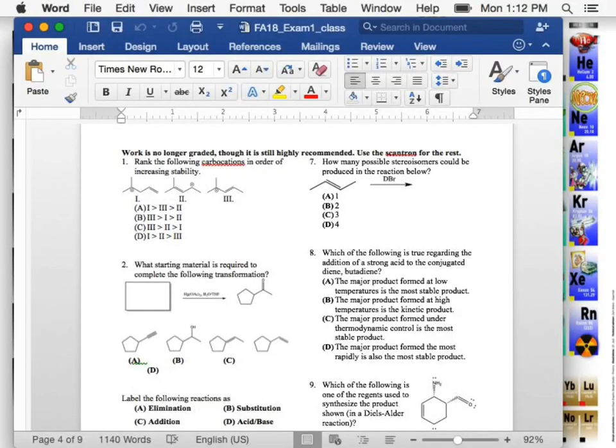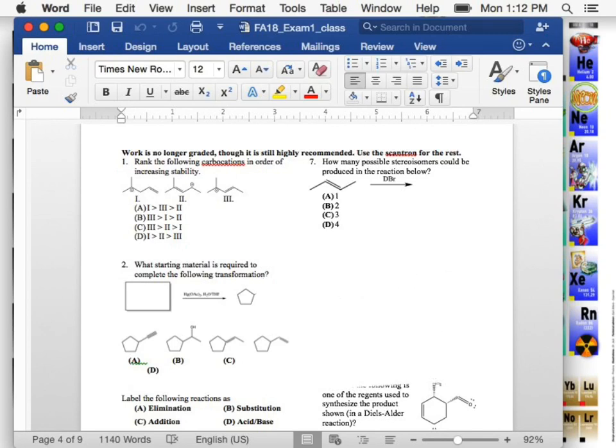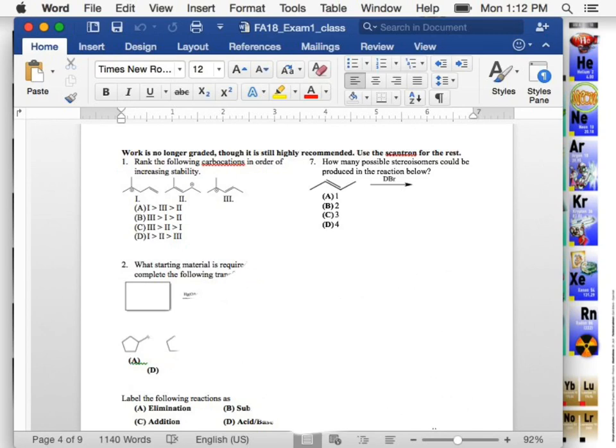A look for exam rewrites. This should be directly helpful for probably 90% of the class, because 90% of the class got this question wrong. Question 7. How many possible stereoisomers could be produced for the reaction below?